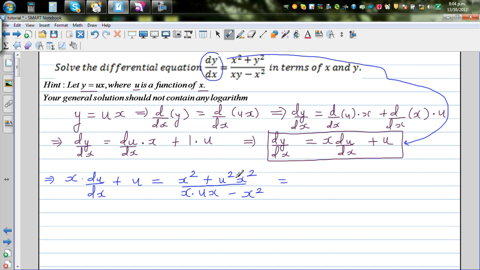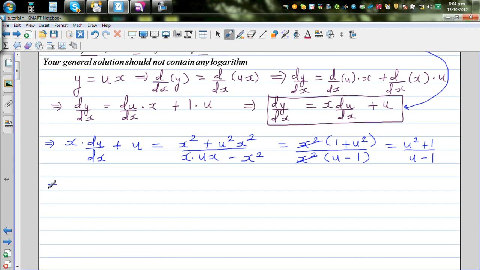So let me simplify this. I can factor out x squared. So I've got 1 plus u squared over, the denominator also has x squared common, that is u minus 1. So this x squared and this x squared get cancelled. So this is u squared plus 1 over u minus 1. Okay, so let's simplify this a little. So this implies x times du by dx plus u. I'm just rewriting what I've got. This is u squared plus 1 over u minus 1.